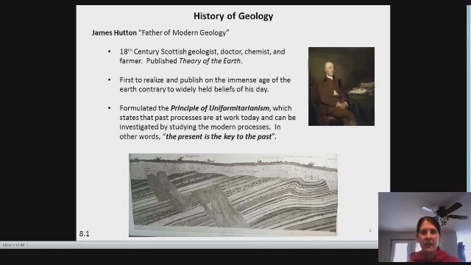James Hutton is considered the father of modern geology. He was an 18th century Scottish geologist. He was a doctor and a farmer. He actually published his ideas in Theory of the Earth. He first came to realize and publish on the immense age of the Earth contrary to widely held beliefs of his day, and formulated the principle of uniformitarianism. This states that processes that are occurring today have been happening all throughout the Earth's history, and so by studying and understanding what is currently happening, we can understand what has happened in Earth's past. So the phrase: the present is key to the past.